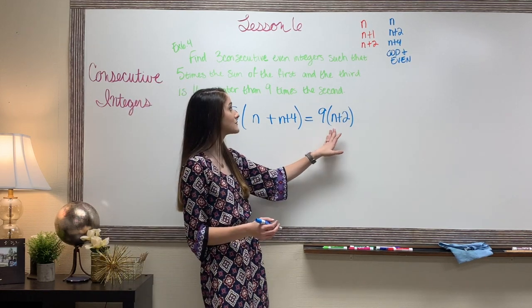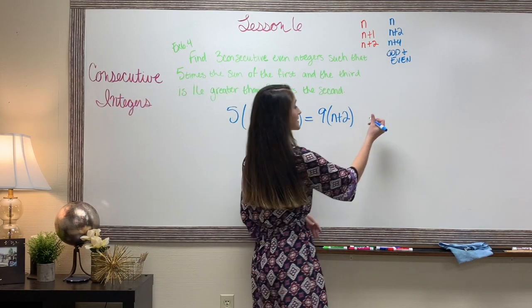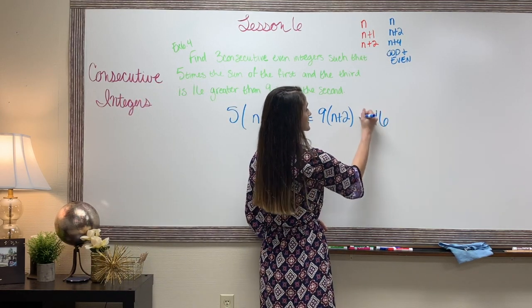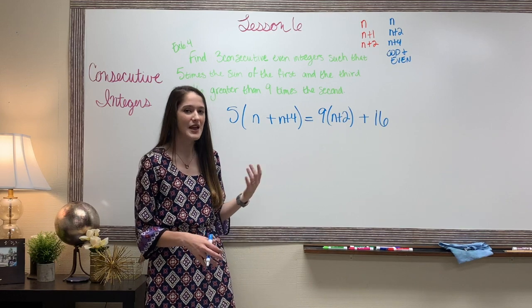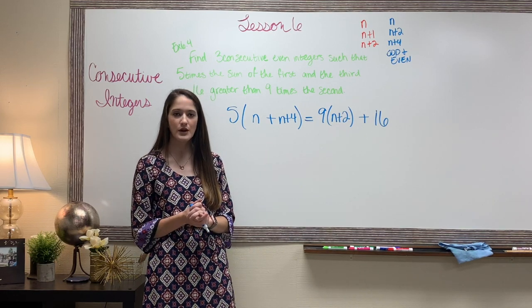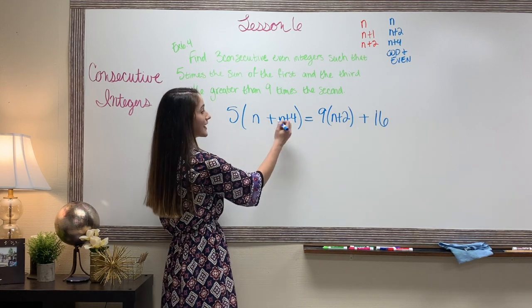So 9 times the second, but it says it's 16 greater than. So we got 16, and since it's greater, we're going to put a plus sign. So now we have taken this from a very intimidating word problem, and now it's just a simple equation where we just have to get n by itself. So I'm going to go ahead and add this together.